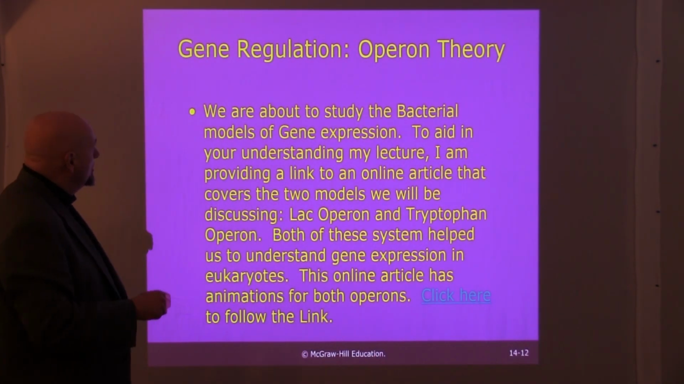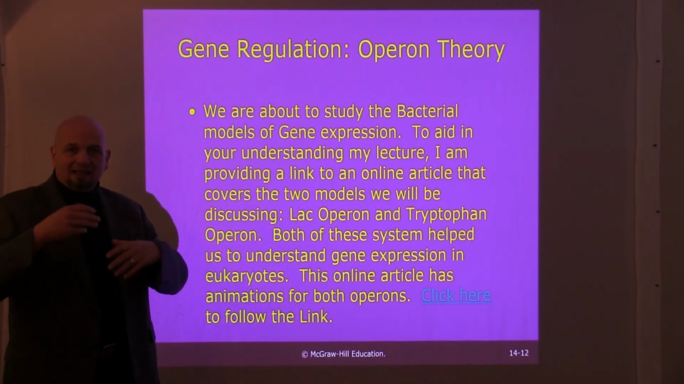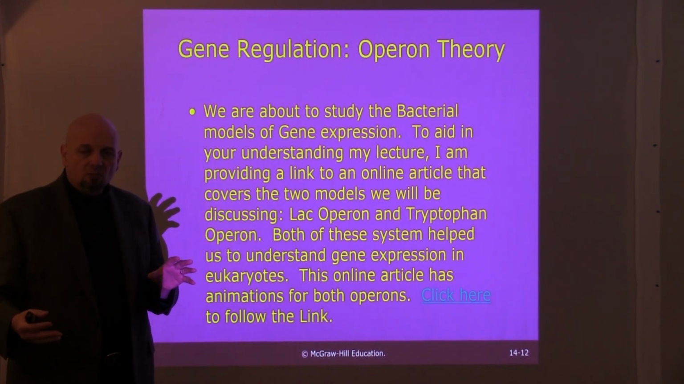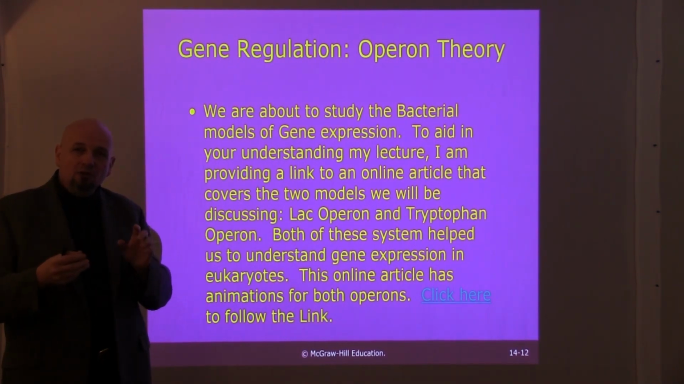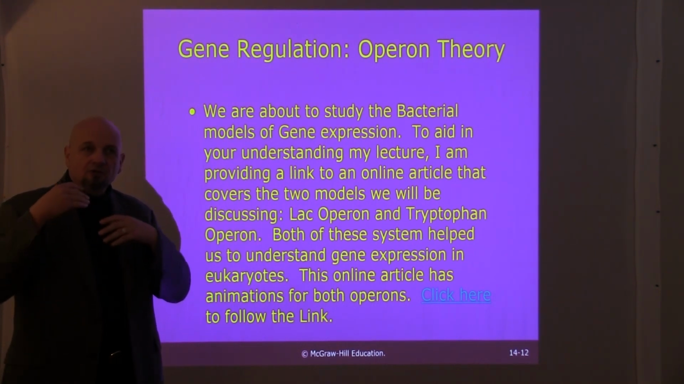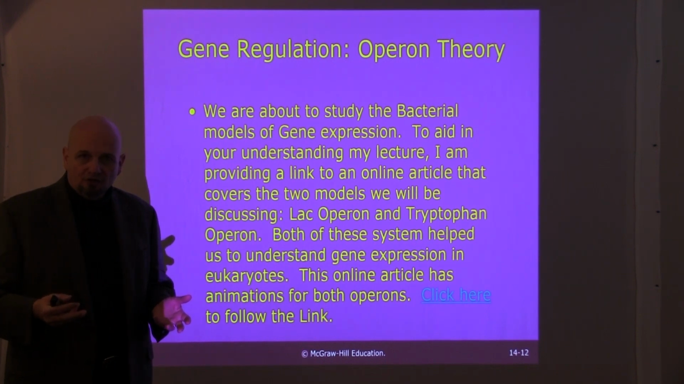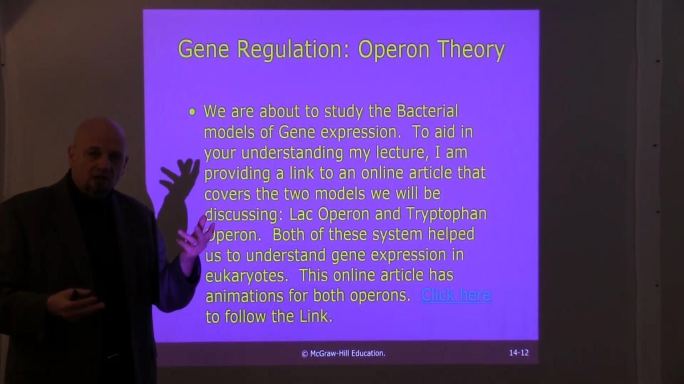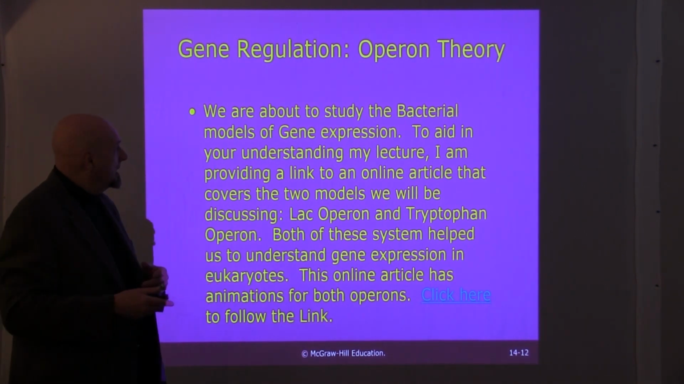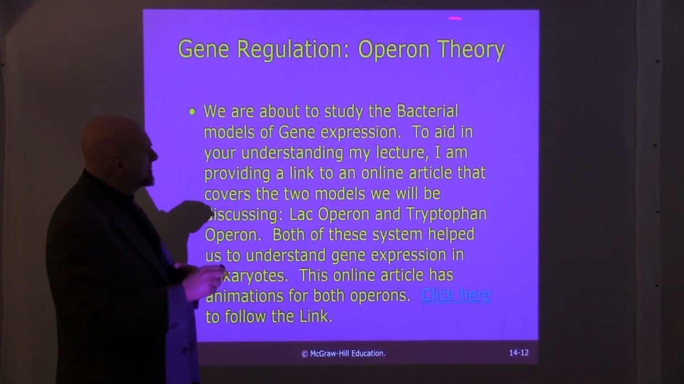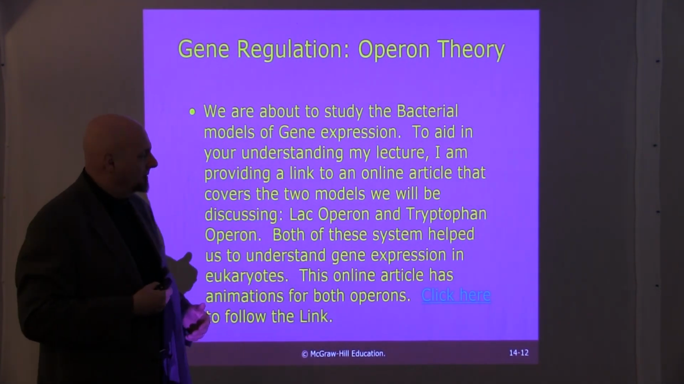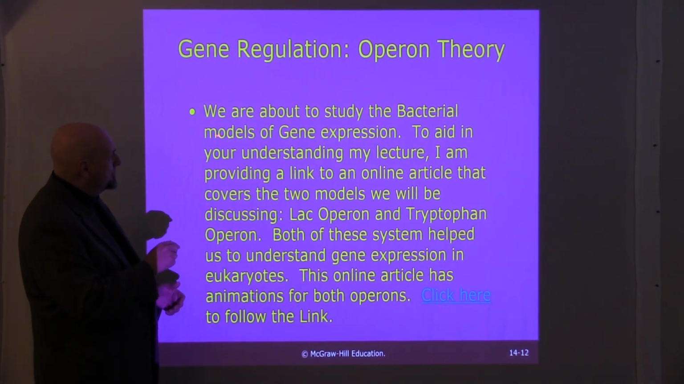All right. So this is what we've been leading to. We talked about the variations that we can see in the regulation of gene expression. What we've been leading to is the original model for gene expression that was provided in the early 60s by two scientists, Jacob and Monod, and they eventually won the Nobel Prize for this. So it's called the operon theory, and I'll explain what an operon is in just a moment. What we're about to study is the bacterial models of gene expression.